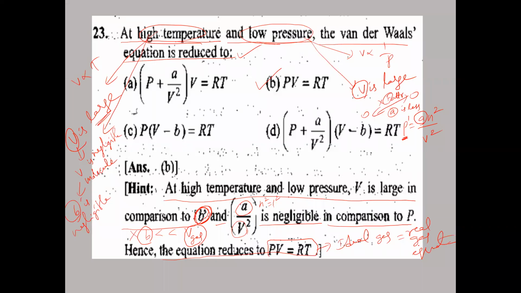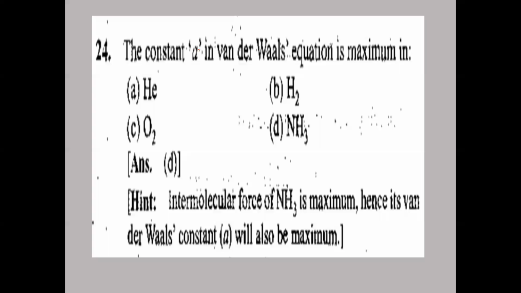Real gas equation became what? Ideal gas equation. Next, the constant A, another problem. The constant A is what? Magnitude of attractive force. Whenever you see small a here, what do we have to recall? Magnitude of attractive force in the van der Waals equation.